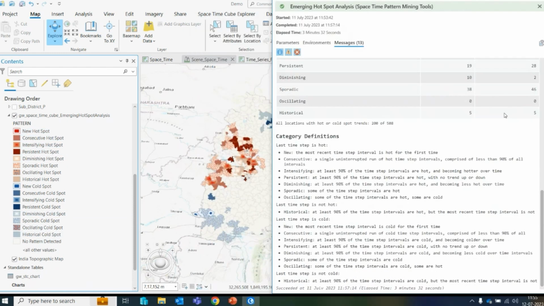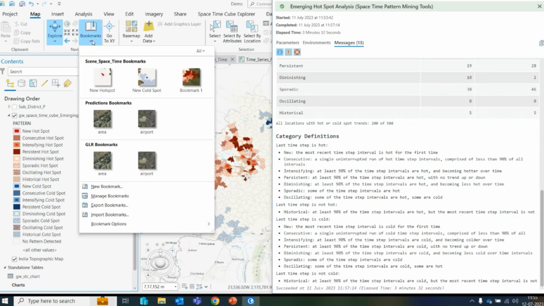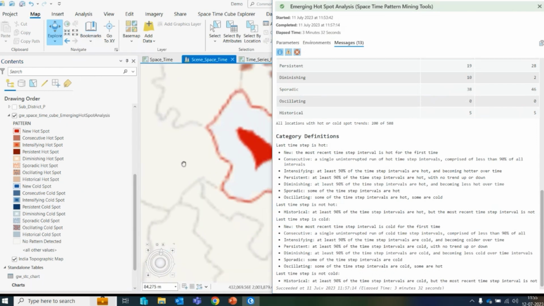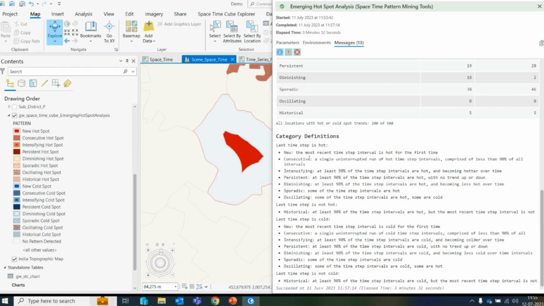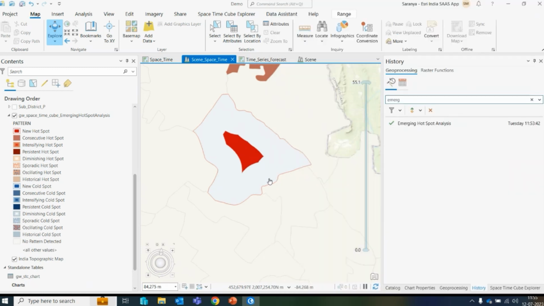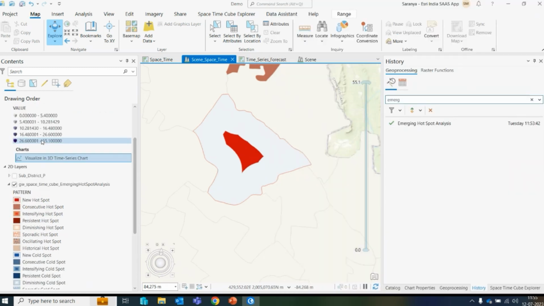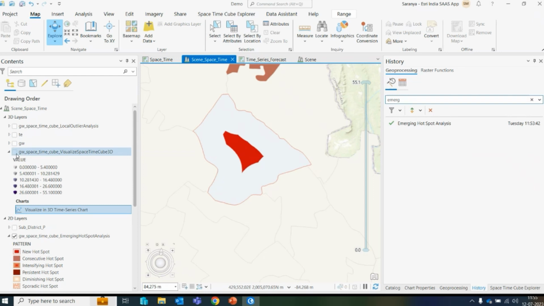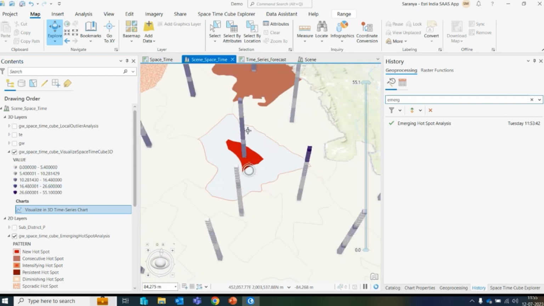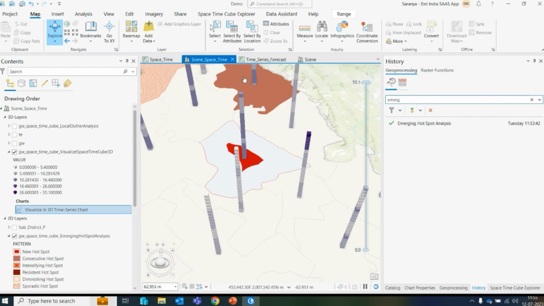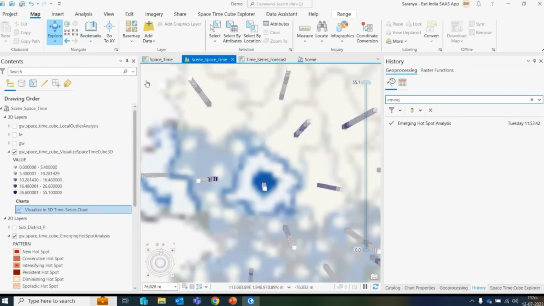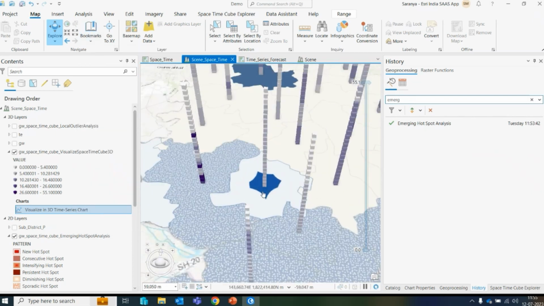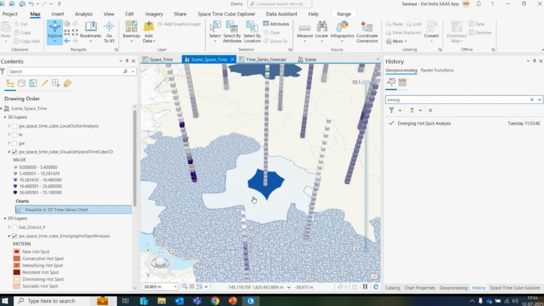Let's take a look at some of the data sets. So let me just move to a new hotspot. New hotspot means that the most recent time interval is hot for the first time, which means that nothing significant was happening here for a long time, and suddenly this has become a hotspot. When I add the space-time cube layer on top of it, you can also see why that particular classification was derived.